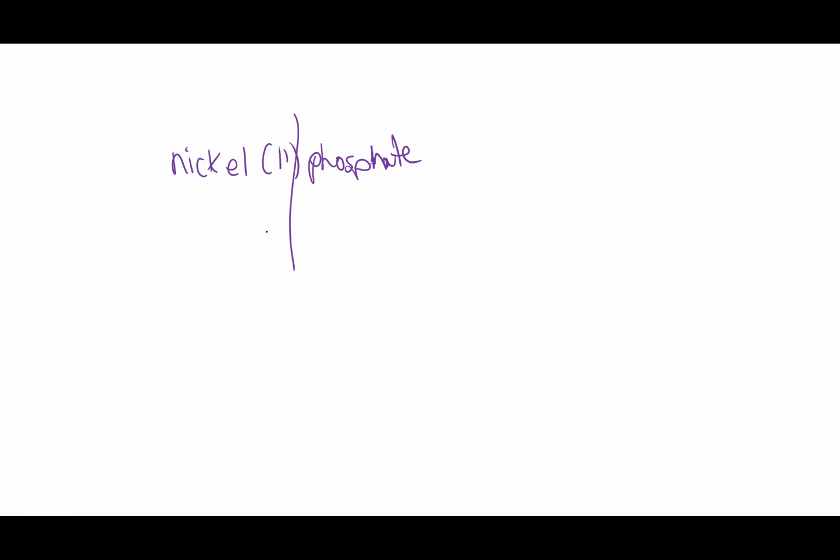All right, so this is probably one of the harder ones. So let's break it down. Nickel 2 means that my cation is nickel with a 2 positive. Phosphate, this is in my data book. You don't need to memorize this. Phosphate is PO4 3 minus. This is a polyatomic ion.